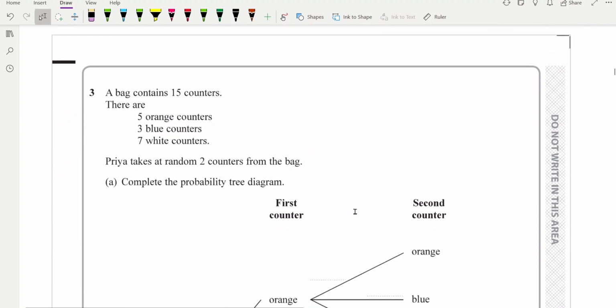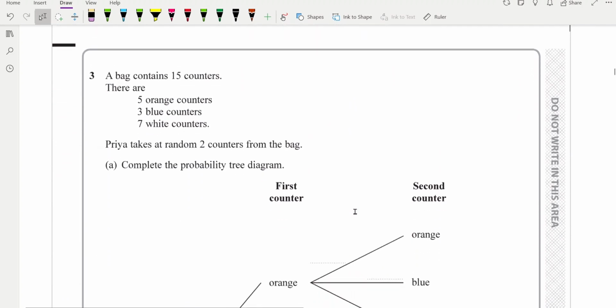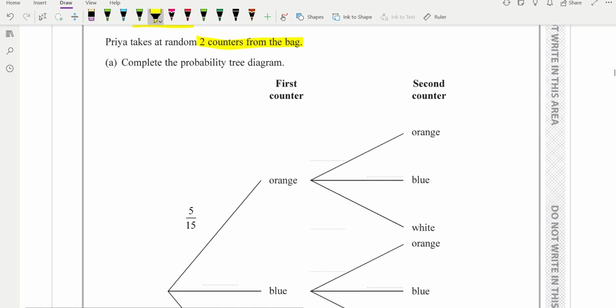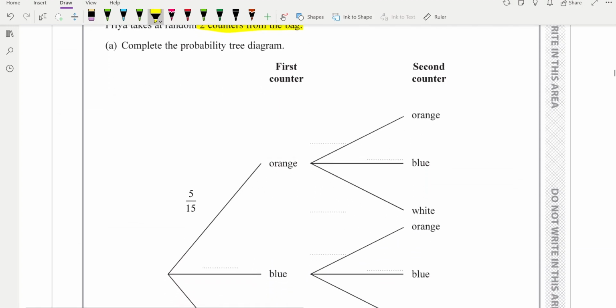Now we can move to question number 3, which is saying a bag contains 15 counters. They are 5 orange, 3 blue, and 7 white. Priya takes at random 2 counters from the bag. Complete the probability tree diagram. So 2 are taken at random.